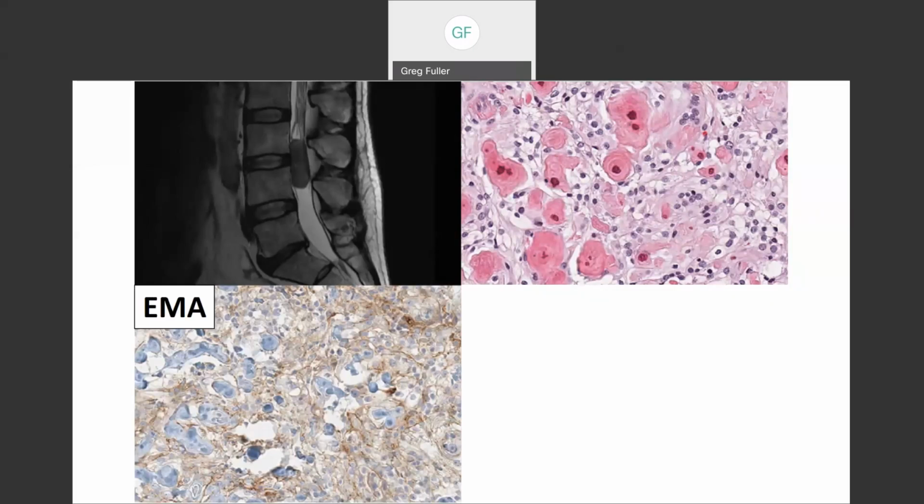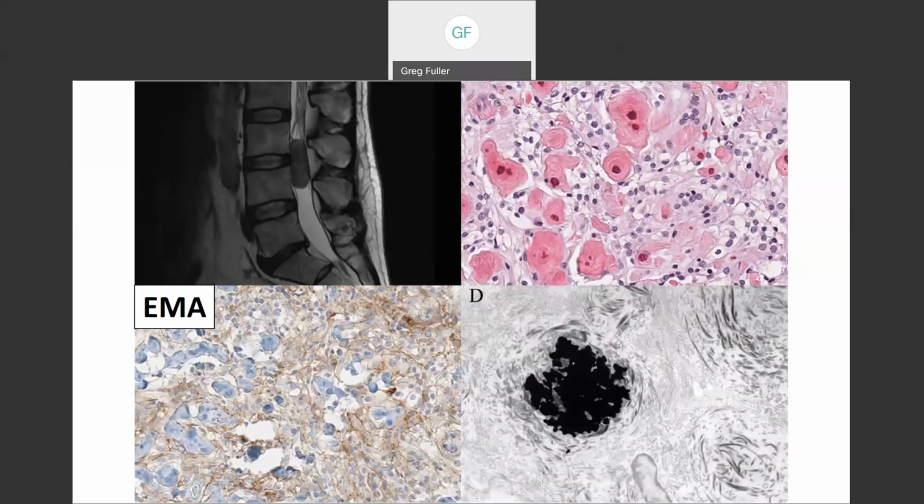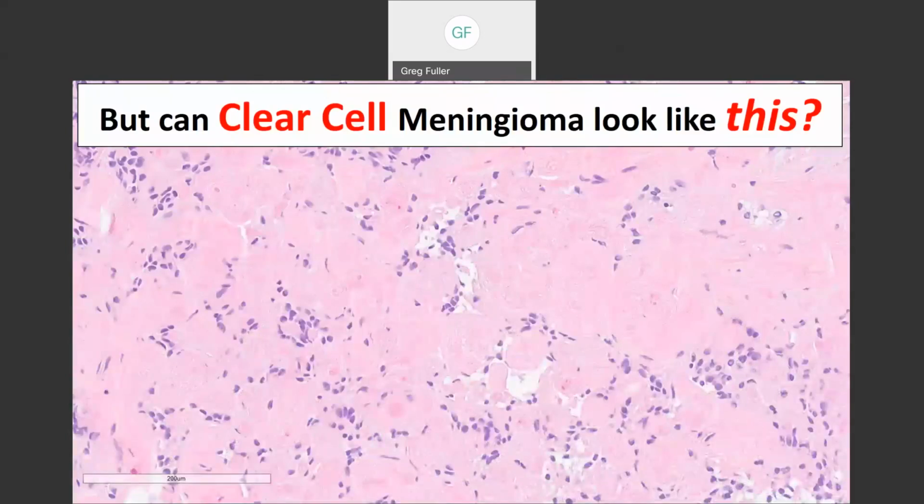What I'm saying about the EMA is that it's frequently weak, focal, patchy, right? Don't just write it off and call it negative because it doesn't stain like a carcinoma. Come on. All right, and again, these authors also had access to electron microscopy, beautiful ultrastructure. All right, but look, okay, fine. So clear cell meningioma can have little collagen balls and petaloid crystals, but can clear cell meningioma look like this?